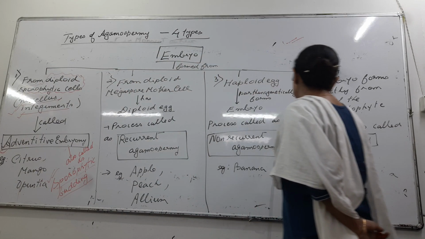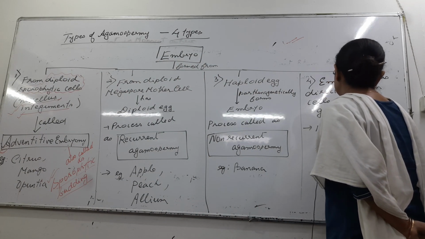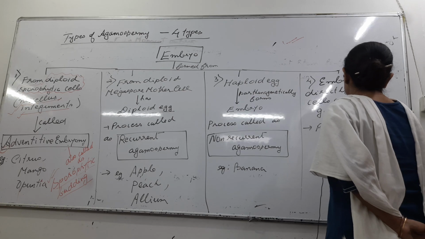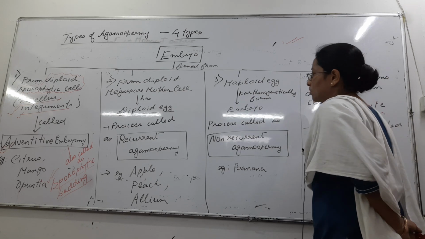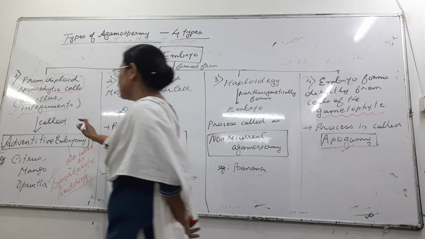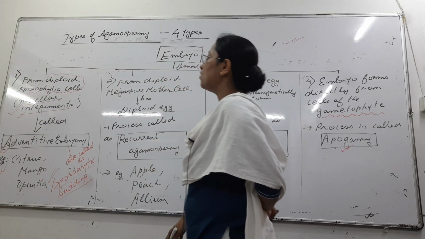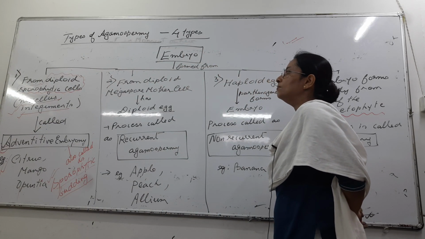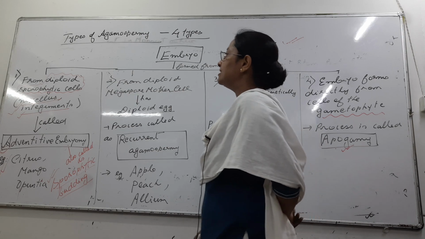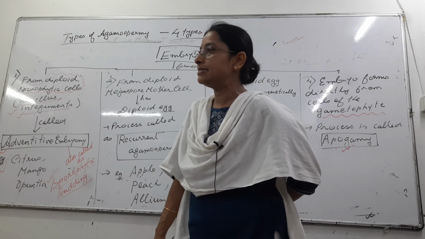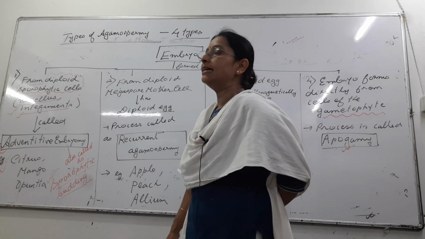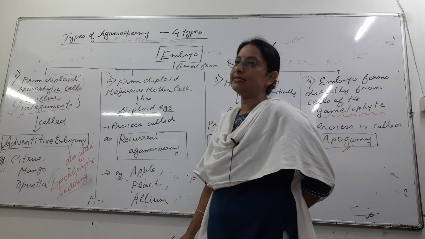A word is very important here. Apogamy, okay. Here examples and everything are important. So when you see the formation of an embryo from sporophytic cells like the nucellus, integuments, etc. By now we have an idea about what the nucellus and the integuments are, right?